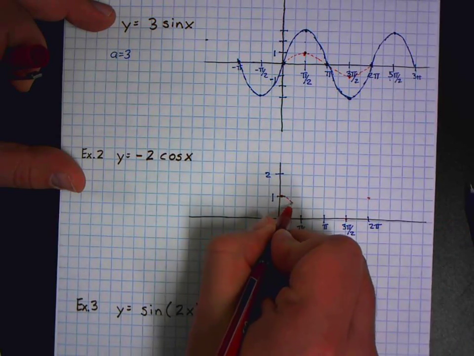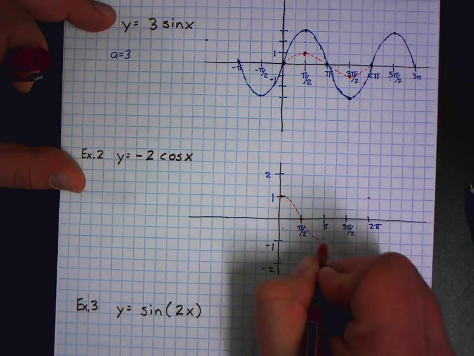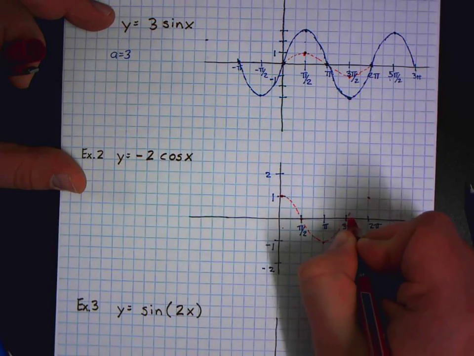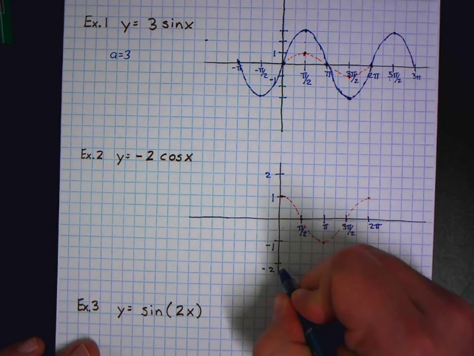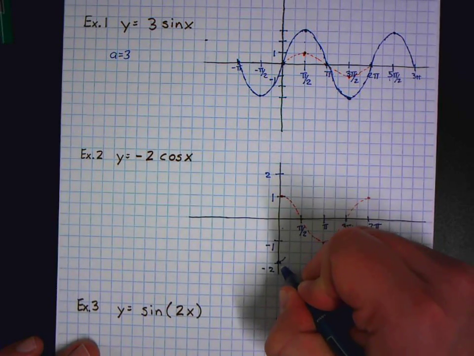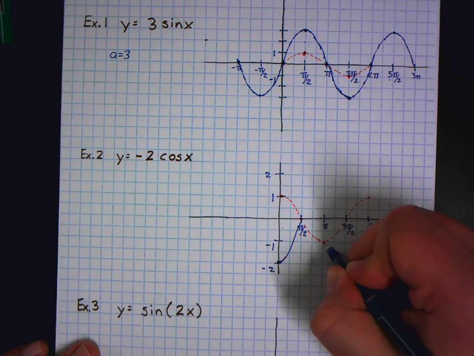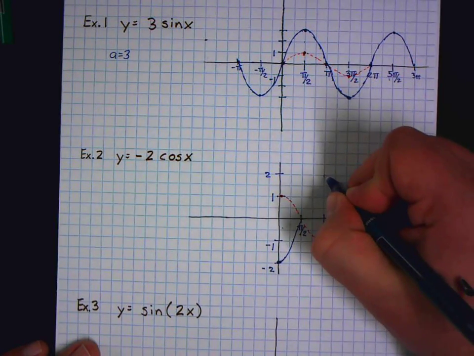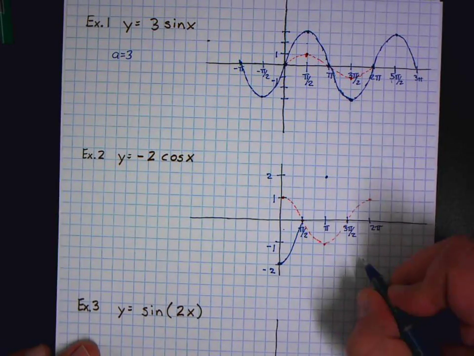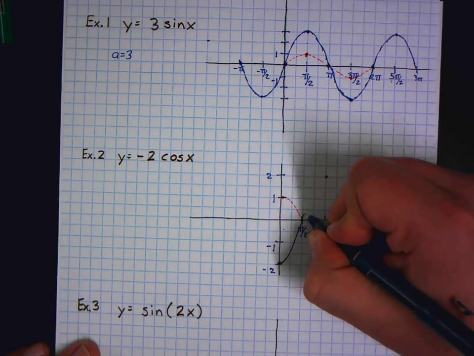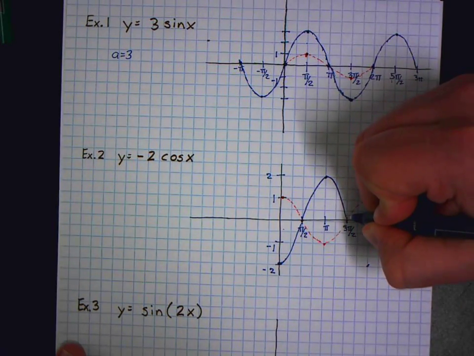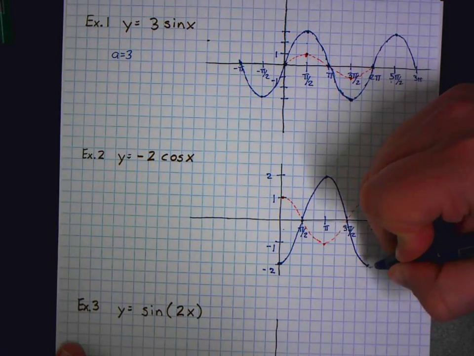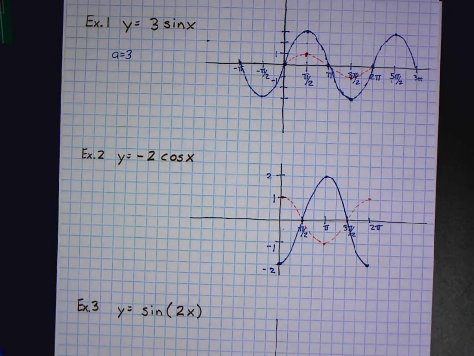This is what my base function would look like. Let me do that in red. So every place where it's at 1, I would now have a negative 2. 0 is not affected. Negative 1 would turn into positive 2. So there would be 1 period of my cosine function.